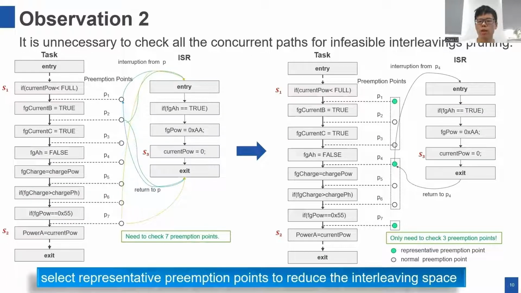Thus, we can selectively check some representative preemption points rather than all. As the right side shows, we only need to check 3 preemption points to determine the feasibility. So we can reduce the interleaving space significantly.